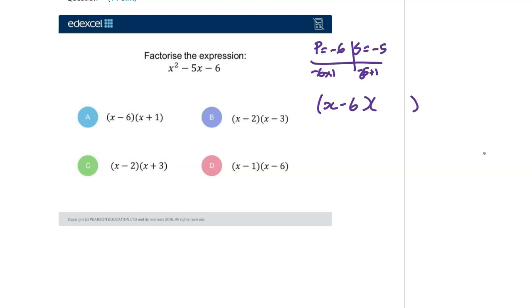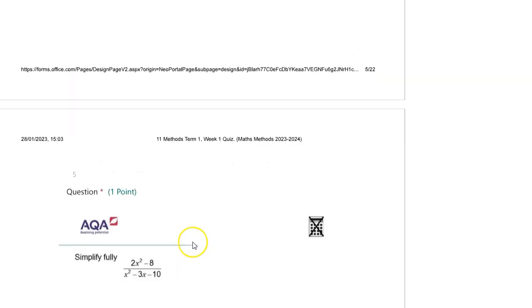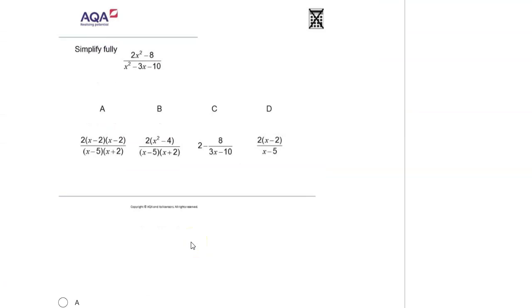So they're the numbers that go inside my bracket. x minus 6, x plus 1. x minus 6 times x plus 1. Checking if you expand it, you get x squared minus 6x plus x will be minus 5x, and negative 6 times 1. So we know we got it right. x minus 6, x plus 1. On to our next question. They're nice and easy this week, aren't they?